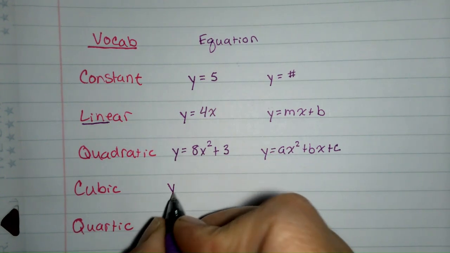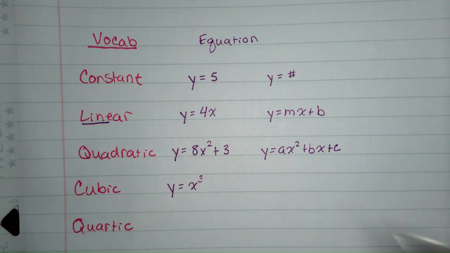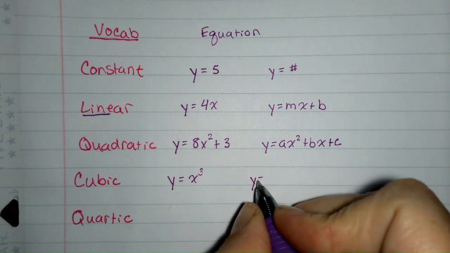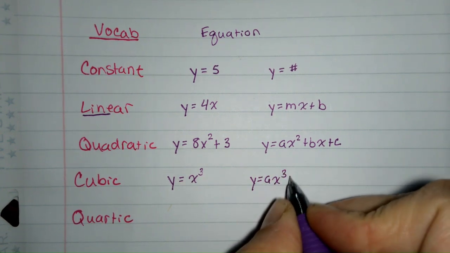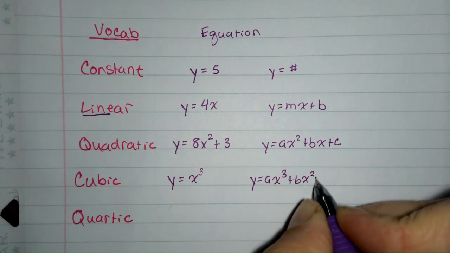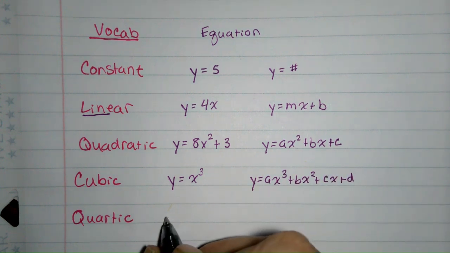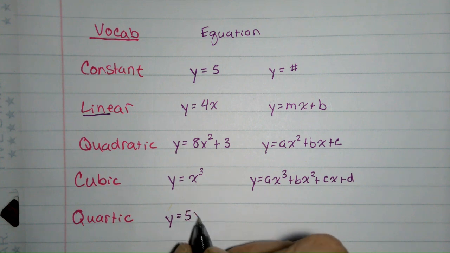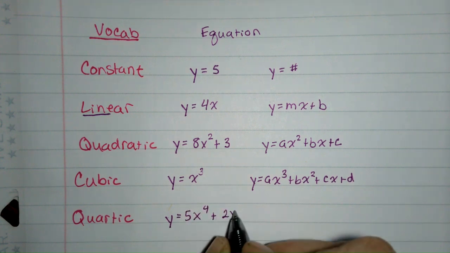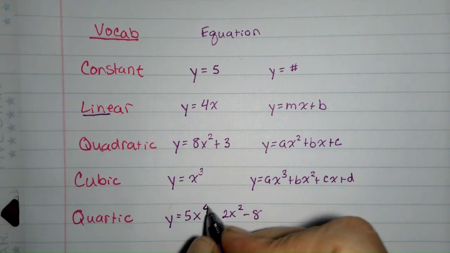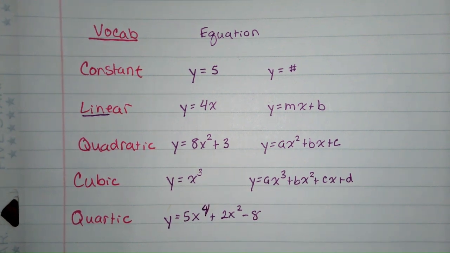Cubic, y equals x cubed. Okay, so generically that's something x cubed plus something x squared plus something x plus something else. Quartic is going to be like 5x to the 4th plus 2x squared minus 8. It has to have that x to the 4th power.